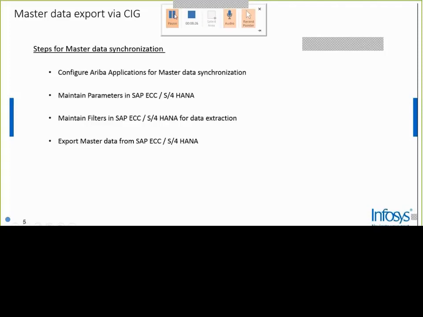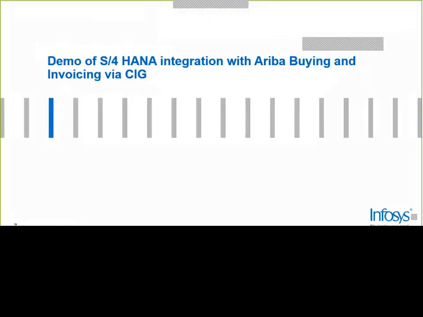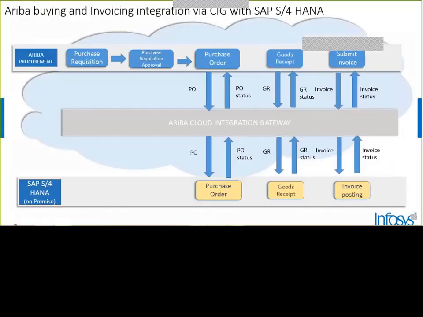So next, I will move on to the next topic of running a demonstration of S/4HANA integration with the Ariba buying and invoicing by CIG. So once we have the master data set up in the application, we would be ready to execute business transactions. So here the flow which I would demonstrate would be that I would log into the Ariba Procurement application and create a shopping cart, which will then convert into a purchase requisition.